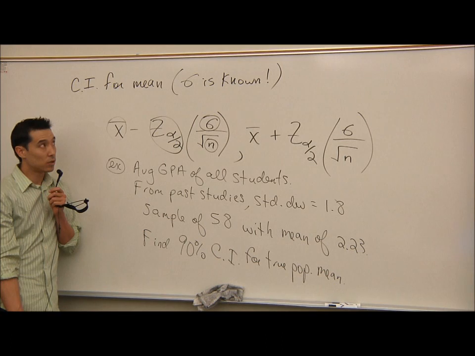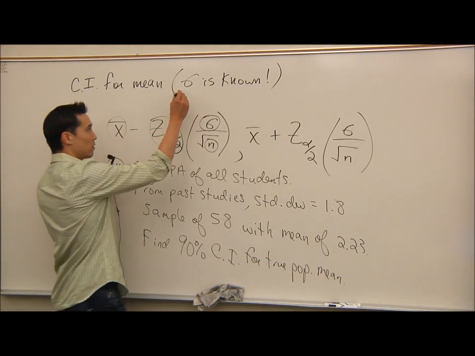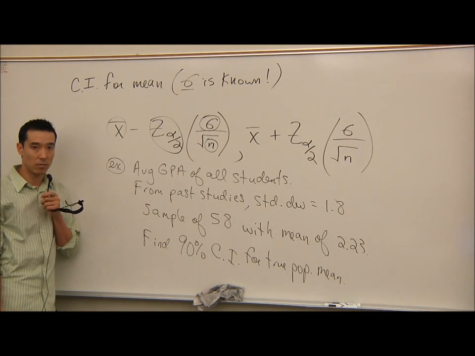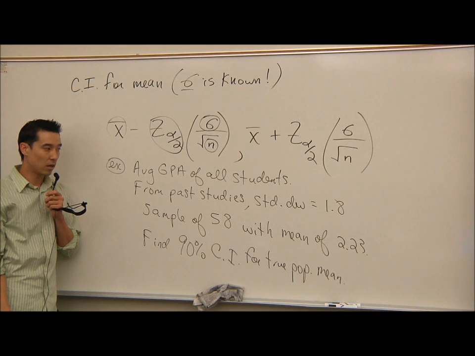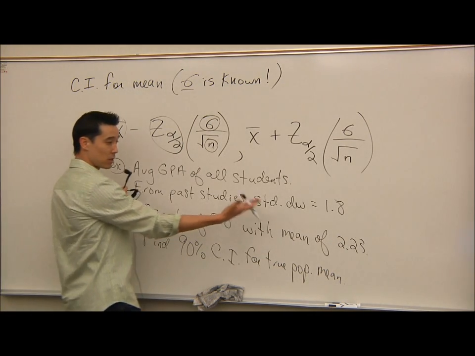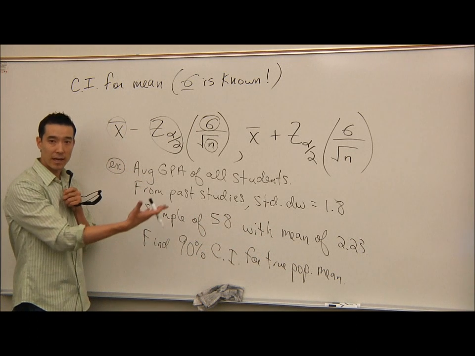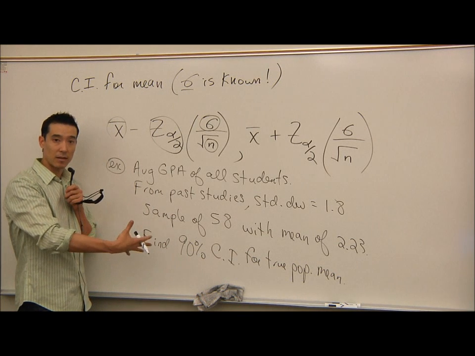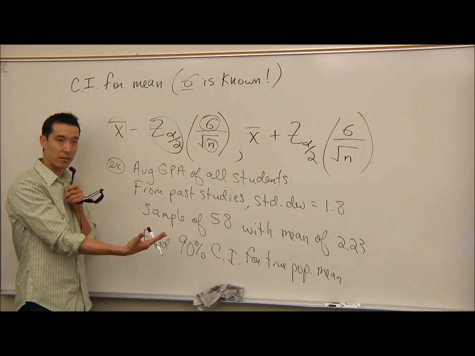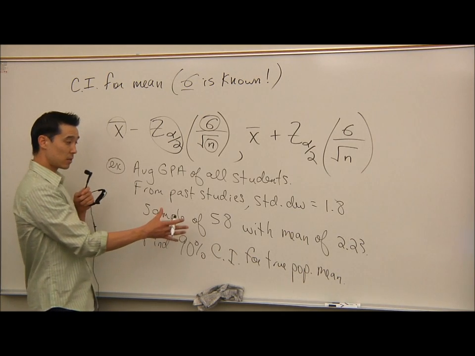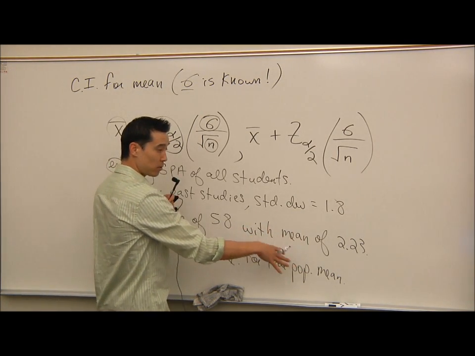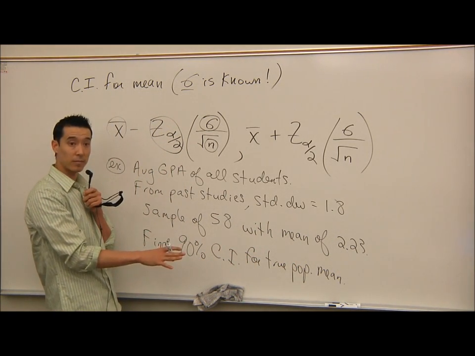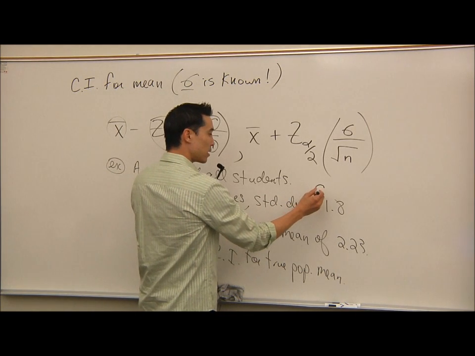Okay? So the question is, do we know sigma, first of all? In this problem, does it say, hey, sigma is equal to 1.8? Does it actually say that? No, but it says from past studies, the standard deviation is known to be 1.8, okay? So is that coming from the sample, or is that coming from something else? It's coming from something else, right? So this is assumed to be the population standard deviation. Does everyone see that? Versus if I wrote a sample of 58 had a mean of 2.23 with a standard deviation of 1.8, that would say that it's coming from the sample, and that's a different problem, okay? So in this one, they are telling us that sigma is 1.8.